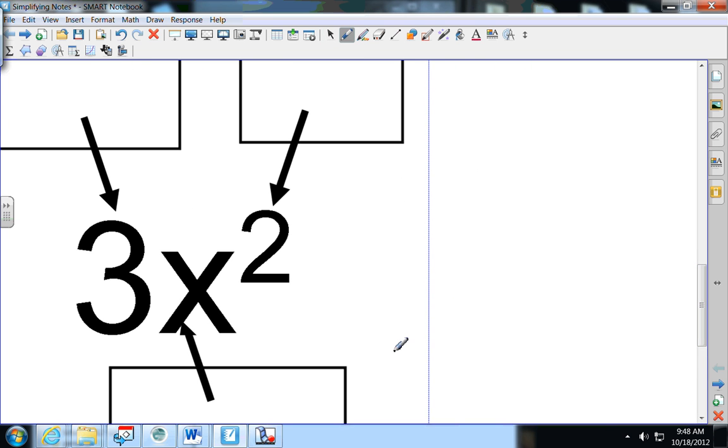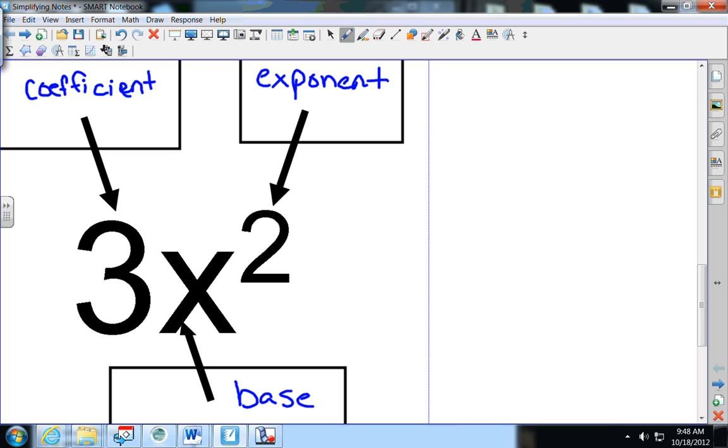All right. This is a monomial because it's one term. This first number is the coefficient. Then you have the x. The x is the base because this base has an exponent to it. That 2 is the exponent. The coefficient is the lead number. The number down here with the exponent is called the base. And the number up in the power is the exponent.